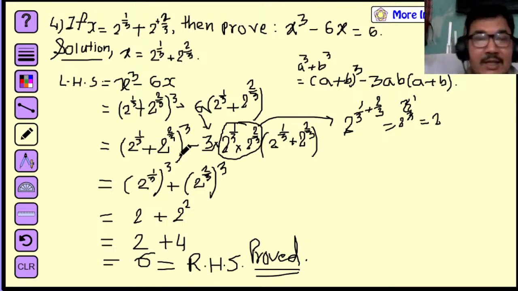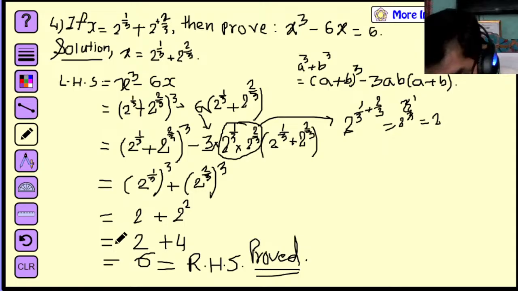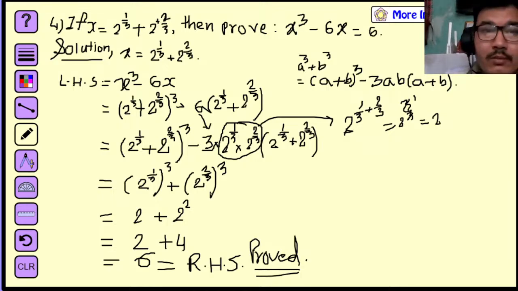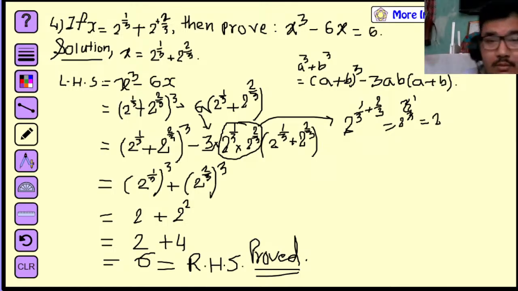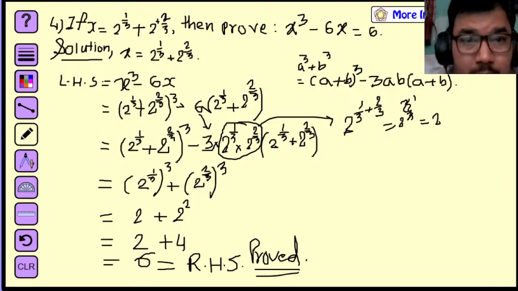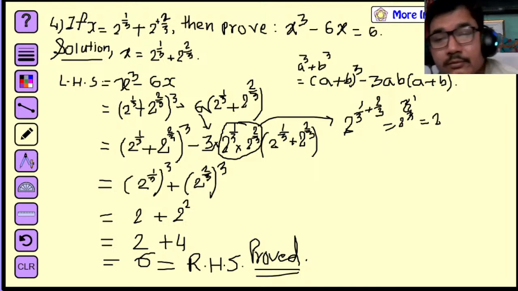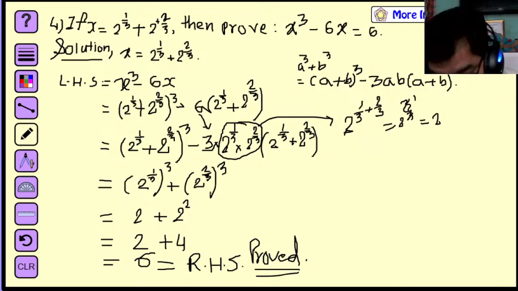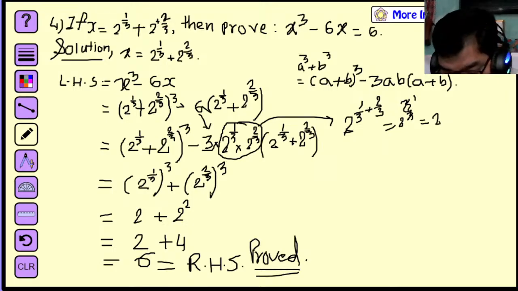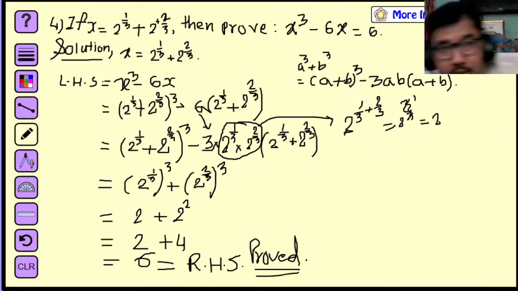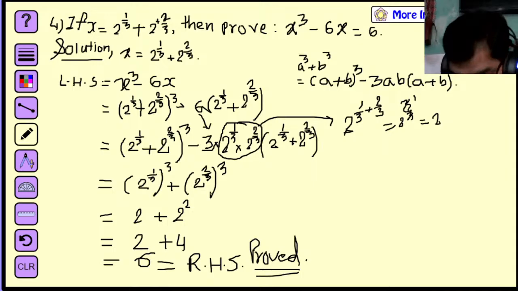It is proved, okay? Like this we have to do this question number 4. Now I'm showing you more questions, which are also related to this laws of indices to prove.